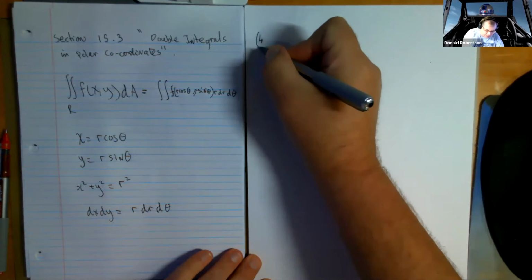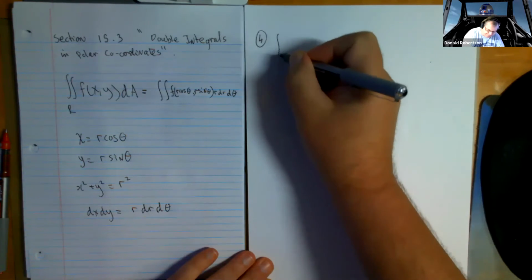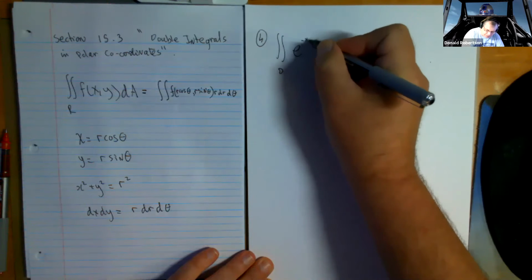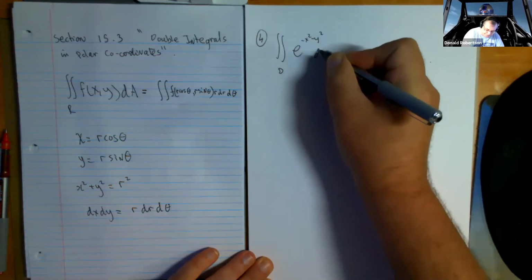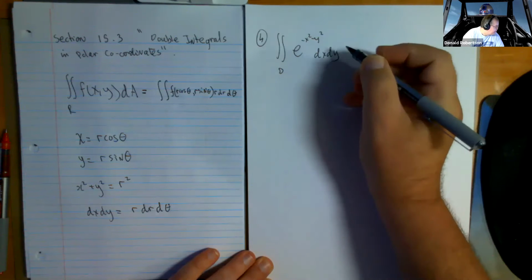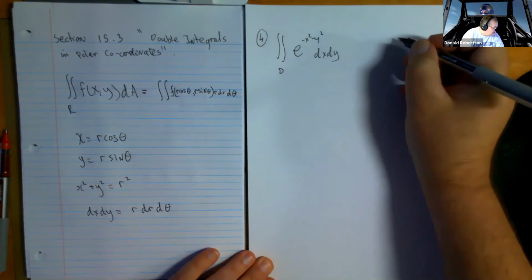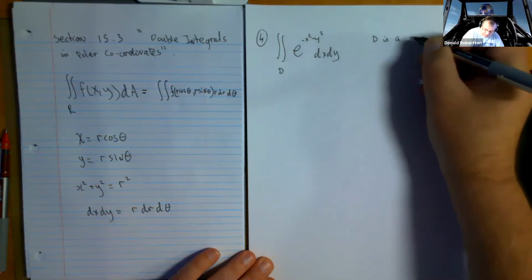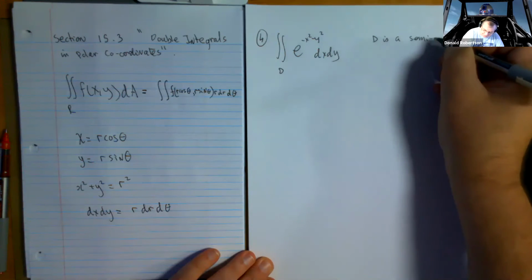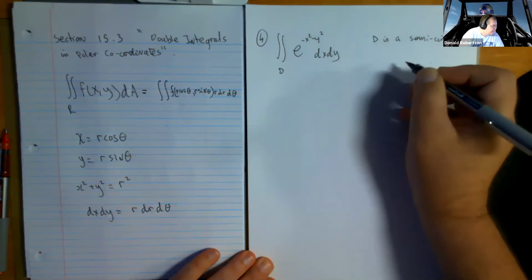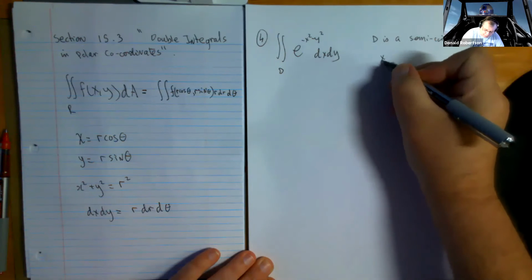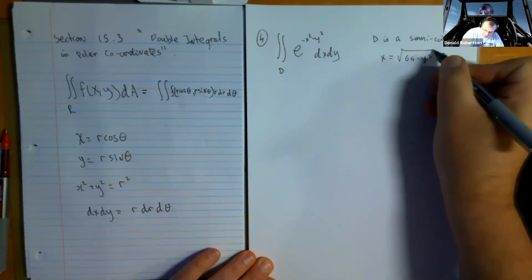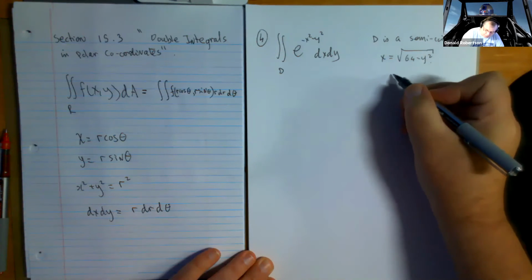This is a version of 4. We're doing this guy. And D is described as a semicircle with equation x equals the square root of 64 take away y squared and the y-axis.